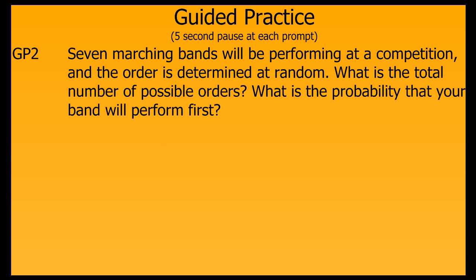Let's try another one. If 7 marching bands are performing at a competition and the order is determined at random, what is the total possible number of orders? And then what is the probability that your band will perform first? How do we do this? First, we calculate 7 objects taken 7 at a time, which gives us 5,040 possible orders. Now what? Well, the probability of performing first is simply 1/7, as your band will be in the first position 1/7 of those 5,040 times.